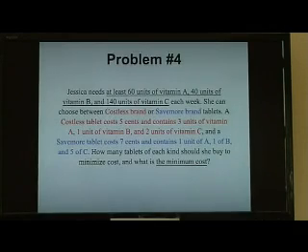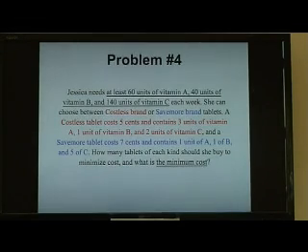Problem 4. Jessica needs at least 60 units of vitamin A, 40 units of vitamin B, and 140 units of vitamin C each week. She can choose between Cost Less brand or Save More brand. A Cost Less tablet costs 5 cents and contains 3 units of vitamin A, 1 unit of vitamin B, and 2 units of vitamin C.